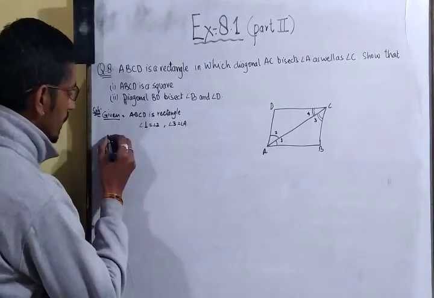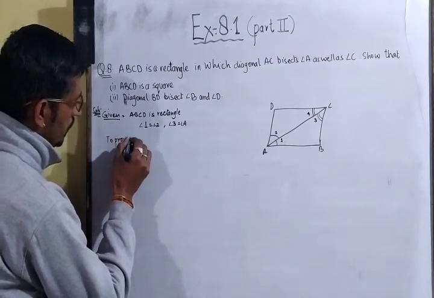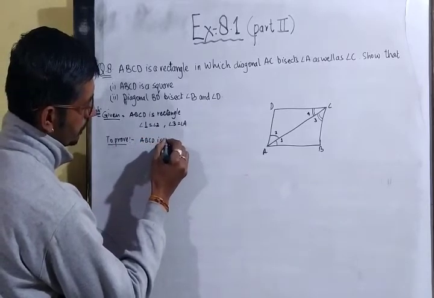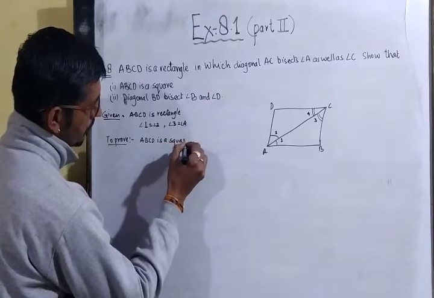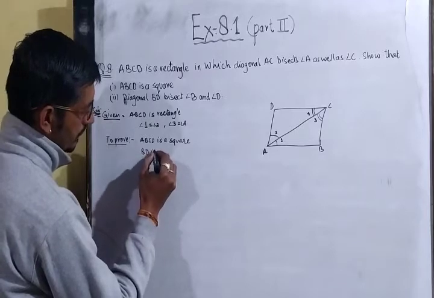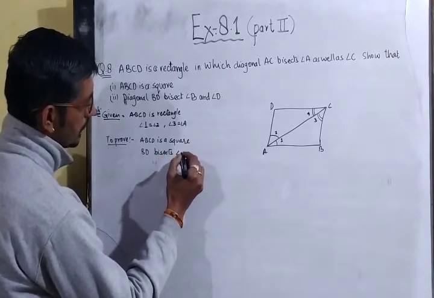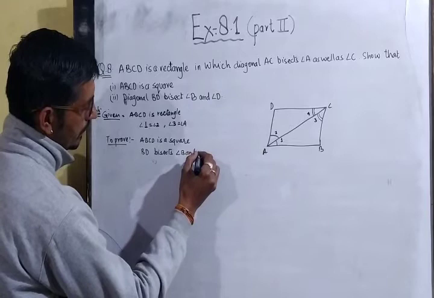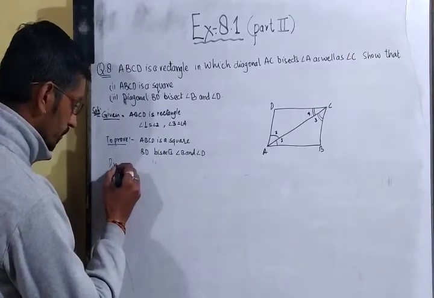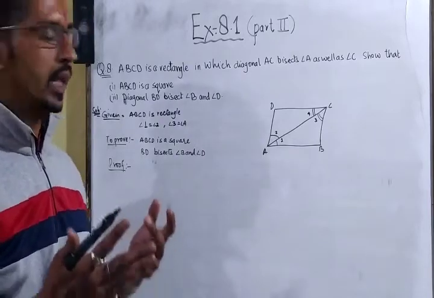Okay. Now what is to be proved? To prove, we have to prove ABCD is a square and BD bisects angle B and angle D. This we have to prove. Okay. Now the proof. How to prove this? I am just giving the proof key.